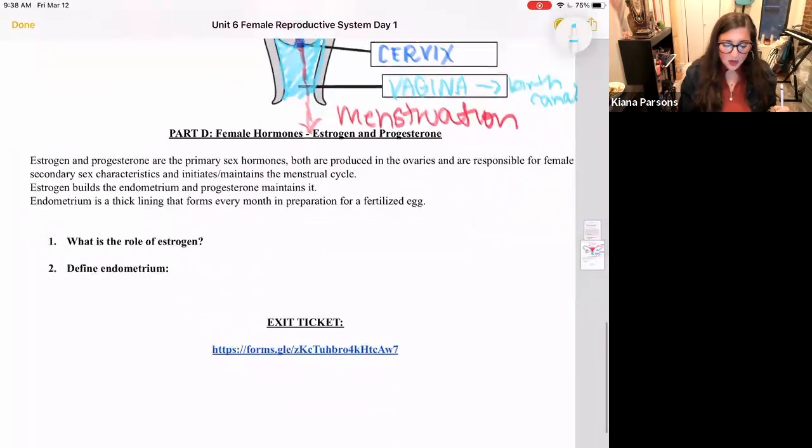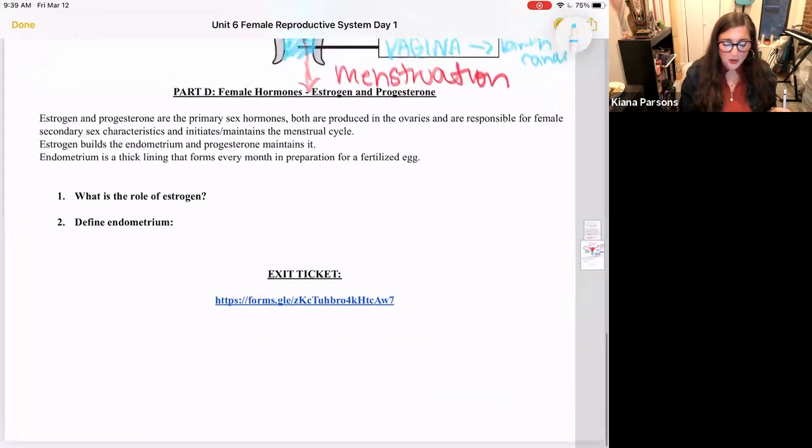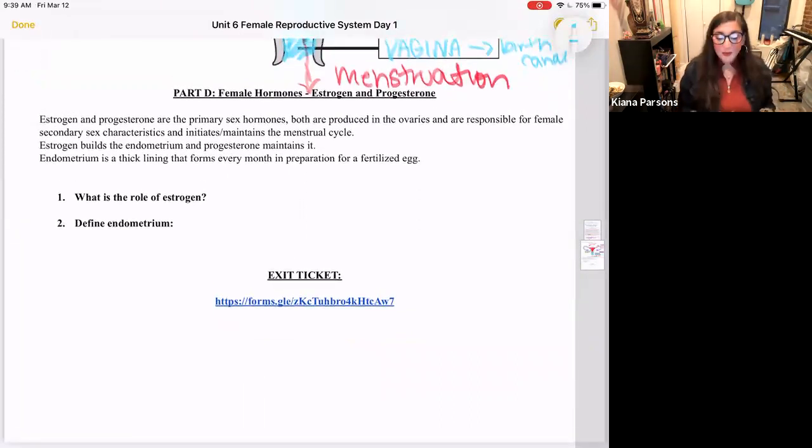All right, so now let's talk a little bit about female hormones, estrogen and progesterone. Estrogen and progesterone are the primary sex hormones for females. Both are produced in the ovaries and are responsible for female secondary sex characteristics and initiation and maintenance of the menstrual cycle. Estrogen builds the endometrium and progesterone maintains it. Endometrium is the thick lining that forms every month in preparation for a fertilized egg.